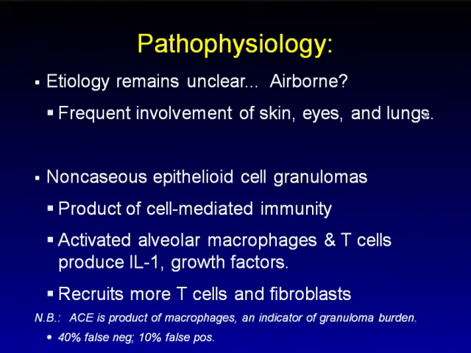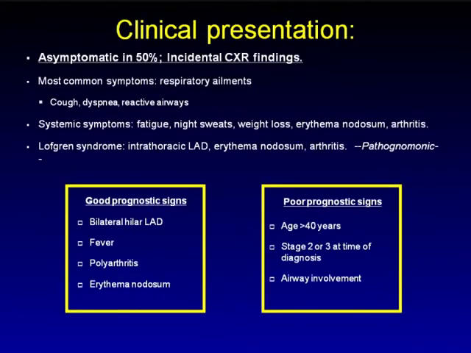Serum angiotensin converting enzyme is frequently used by clinicians. It's a product of macrophages and an indicator of granuloma burden, but just a reminder, there's a 40% false negative rate. So clinically, patients typically present with respiratory ailments like cough or shortness of breath, and systemic symptoms like fever, fatigue, and polyarthritis are also seen. I had forgotten about Lofgren syndrome, which is supposedly pathognomonic, and it's composed of intrathoracic adenopathy, erythema nodosum, and arthritis. So if you consider these 3 elements together with fever, those 4 actually convey a good prognosis for sarcoid.